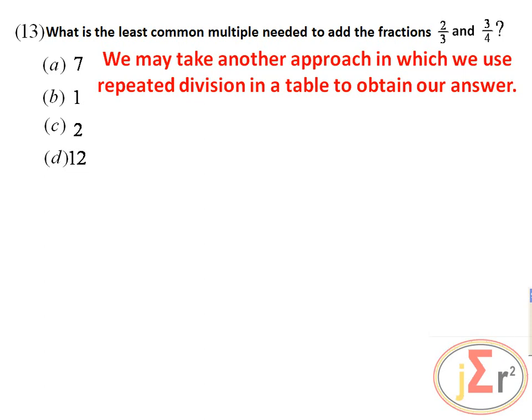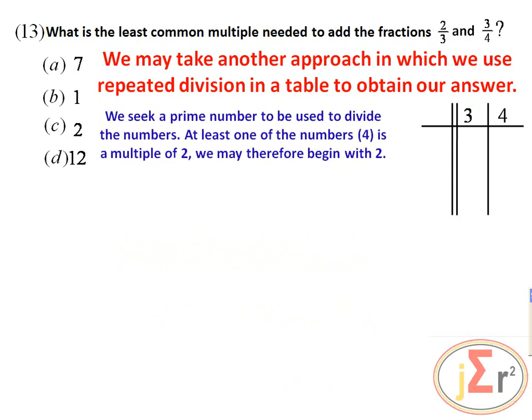So we may take another approach to it, and the approach that we'll take is to use repeated division in a table. So we have the table, and what do we have in the table already? 3 and 4. Those numbers are the denominators of the fraction, and we are about to find the least common multiple of those. So when we are using this method to find the least common multiple, we need to begin by using the smallest prime number that can divide into 3 and 4.